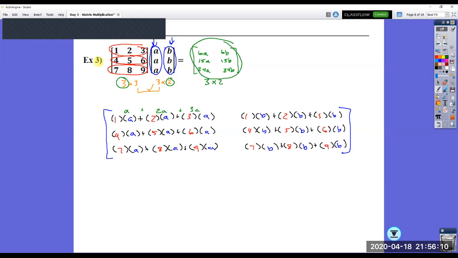Now if the question asks, sorry, that was not a great circle, if the question asks what were the dimensions of the solution matrix, it's not asking you to solve, it's just asking you, hey, the answer right here is a 3 rows by 2 columns matrix. If it's asking us to multiply it out, then obviously we have to find all the elements here.